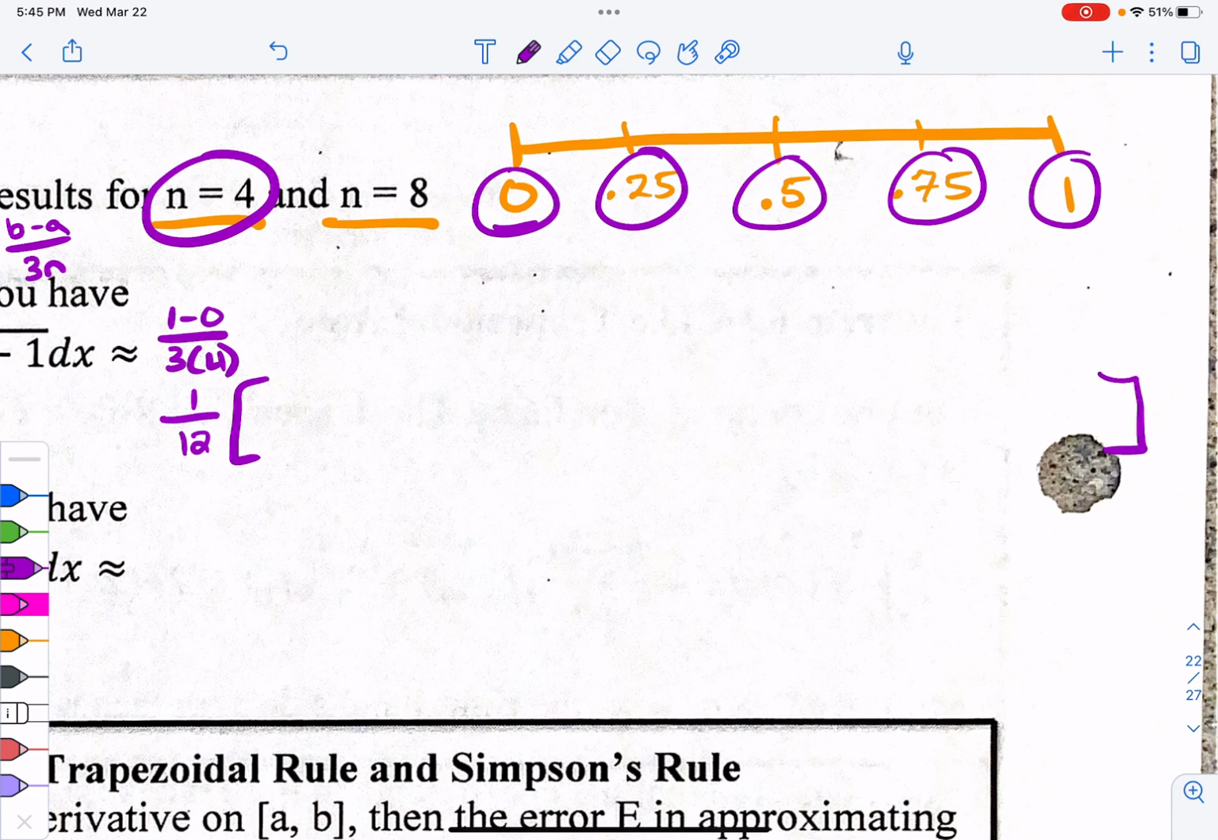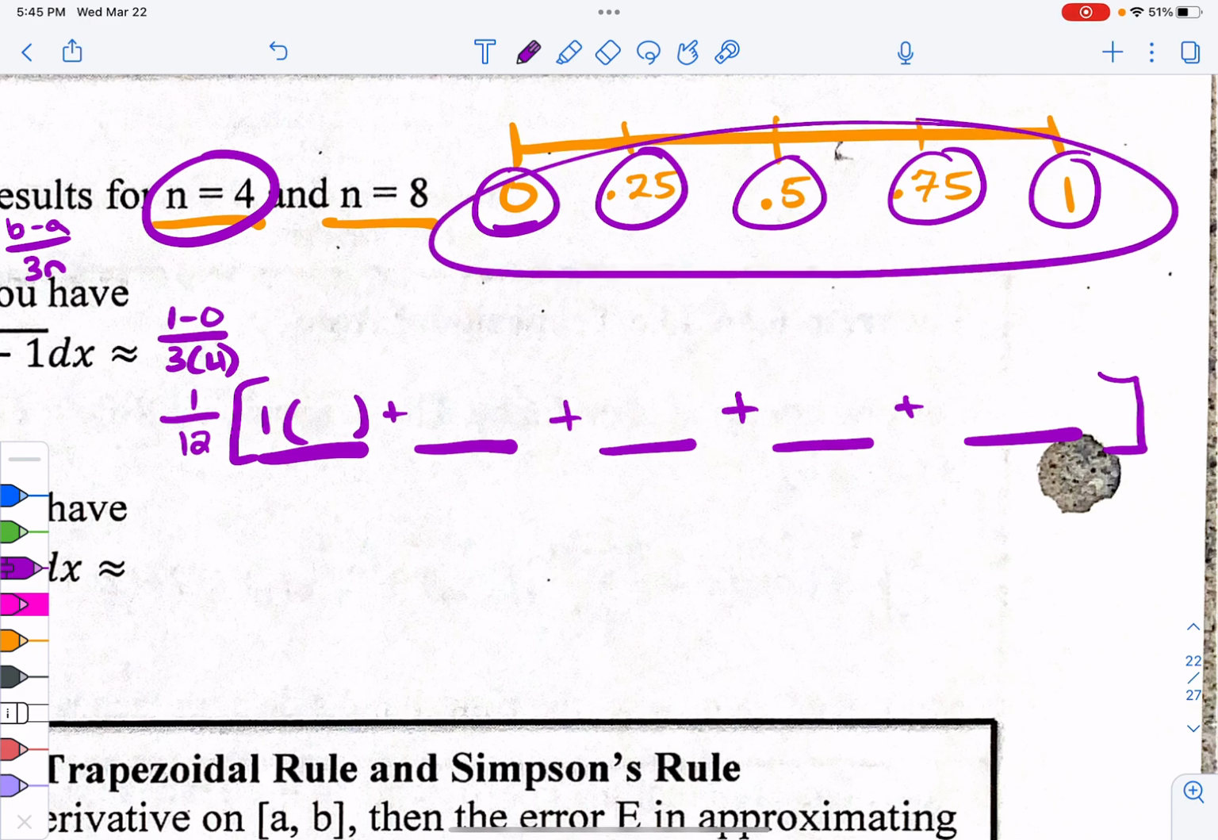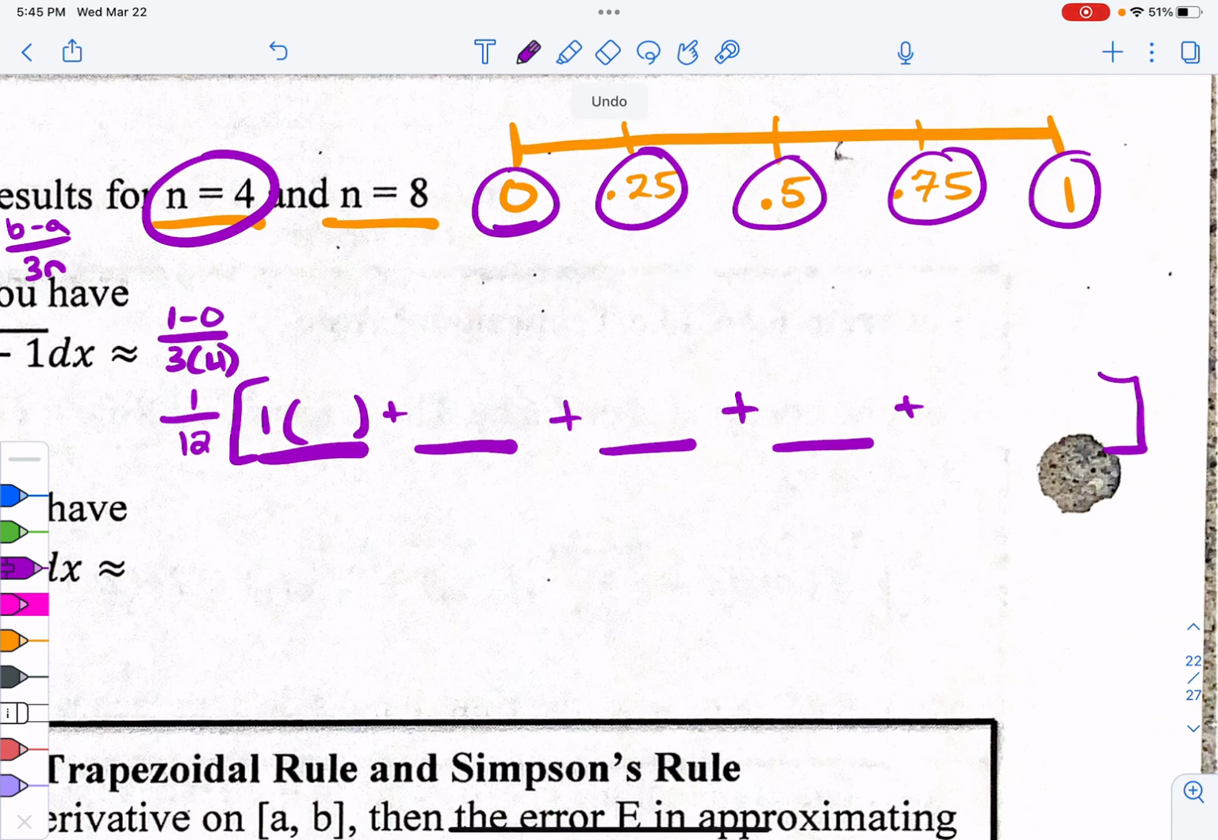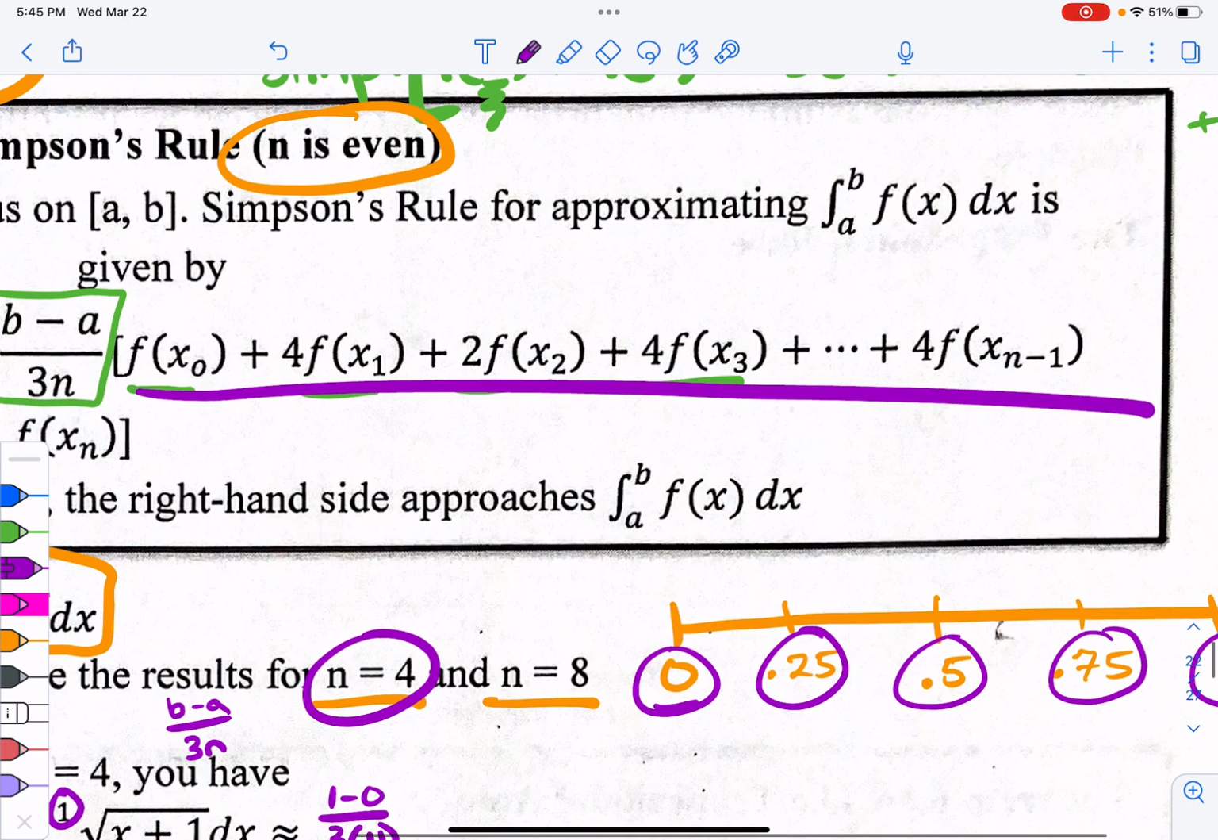All right, the first number I'm going to multiply by 1. That's my first number. And then I have a second one, and a third one, and a fourth one, and a fifth one. We have 5 numbers to do together. So my next chunk, the rule goes 1. I'll write this down: 1, 4, 2, 4, 2, dot, dot, dot, dot, dot. But then we have to end with 4 and 1.